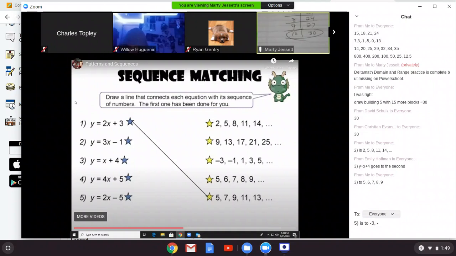Remember, what you're doing is you're substituting the numbers 1, 2, 3, 4, 5 in for x and seeing which sequence it actually produces.